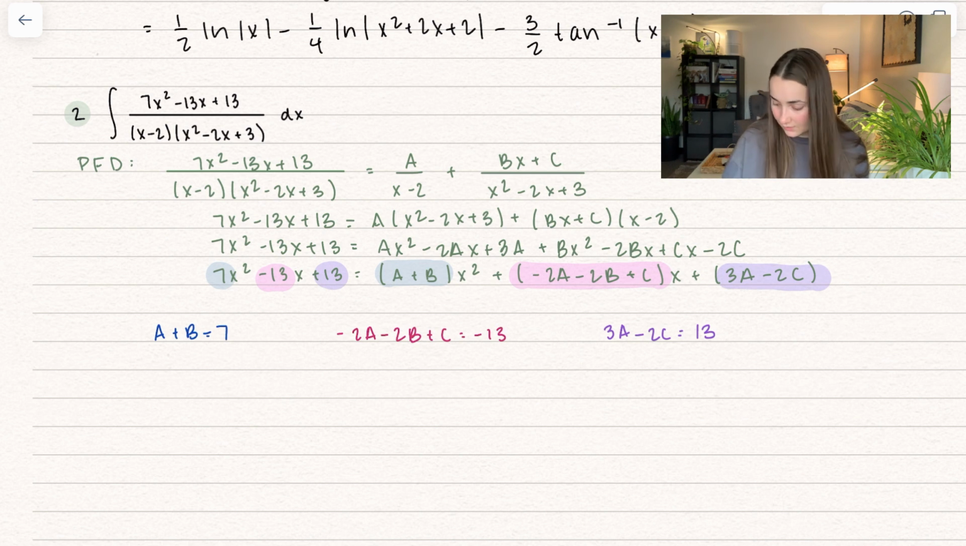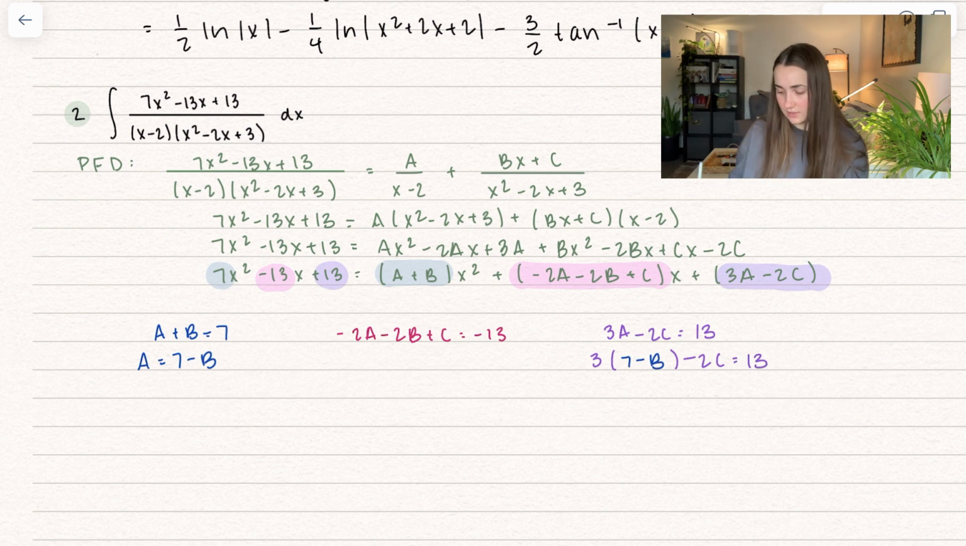Okay, and here we're just going to have to plug and chug. So I guess I'll just go ahead and solve for a. A is equal to 7 minus b. With the pink equations, we need a, b, and c, so I'll go over to the purples. 3 times a, which we got to be 7 minus b, minus 2c is equal to 13.